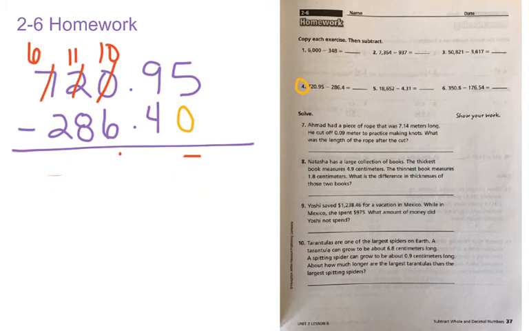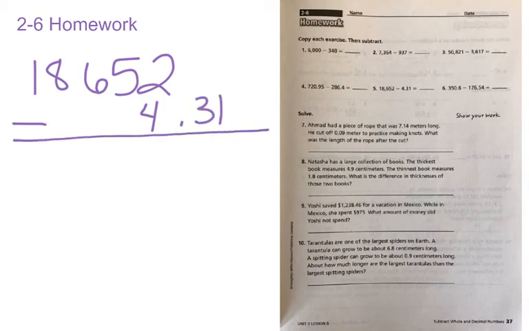Now we're going to look at number 5, and it's really, again, all about lining your numbers up. And so number 5 reads 18,652 minus 4 and 31 hundredths, 4.31. And you can see that because 18,652 is a whole number, we know that a whole number is immediately followed by our decimal point. So you can go ahead and put a decimal point in there.